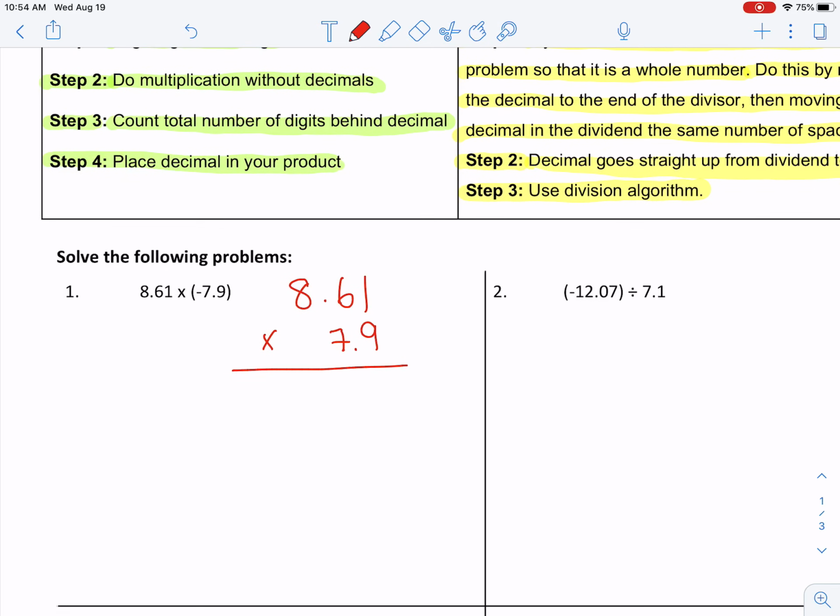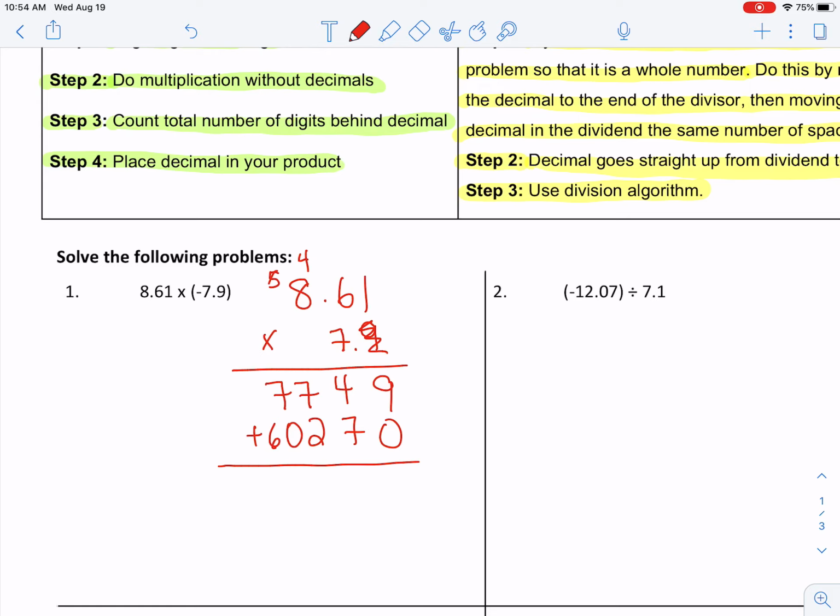Step number 2, do the multiplication without the decimals. I'm going to disregard the decimal point and just multiply it out. 9 times 1 is 9. 9 times 6 is 54, carry the 5. 9 times 8 is 72, plus 5 is 77. Add your 0 once you are on the next row. 7 times 1 is 7. 7 times 6 is 42, carry the 4. 7 times 8 is 56, plus 4 is 60.